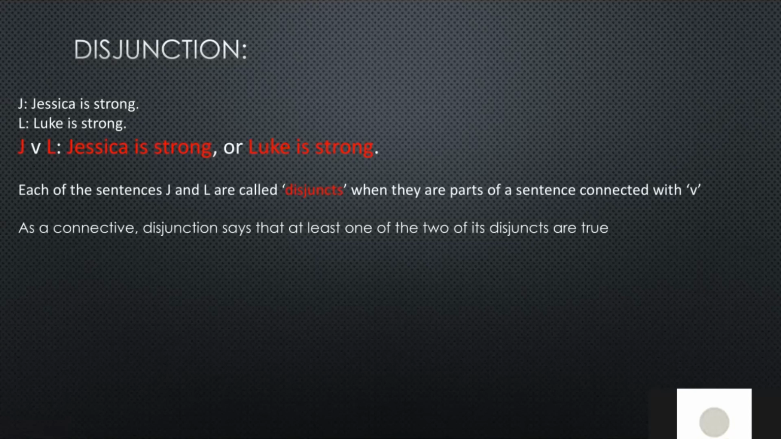And just as a connective, disjunction says that at least one of the two of its disjuncts is true. So if we have the sentence, Jessica is strong or Luke is strong, that sentence will be true as long as one or the other is strong. It doesn't require that both be strong, though if Jessica is strong and Luke is strong, then it's also true that Jessica is strong or Luke is strong. So we'll talk about this more a little bit later. But basically the idea is that this is known as inclusive or.